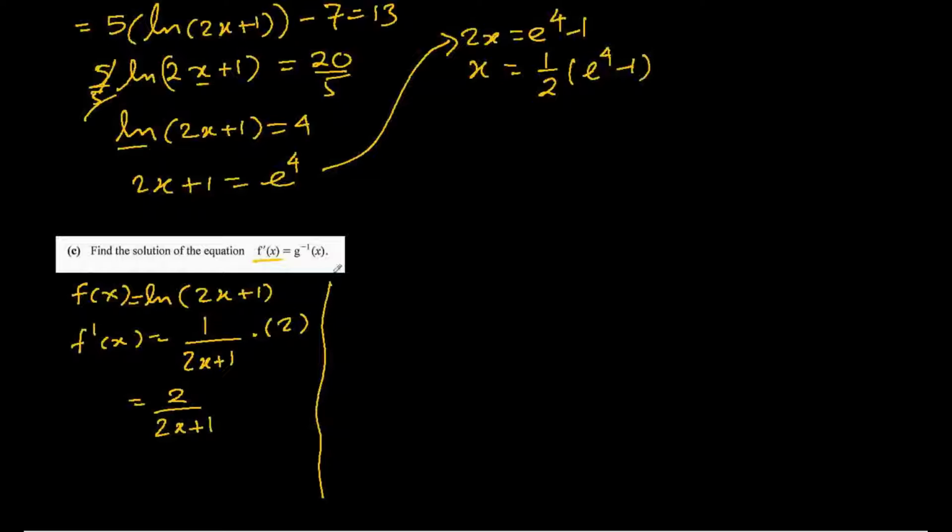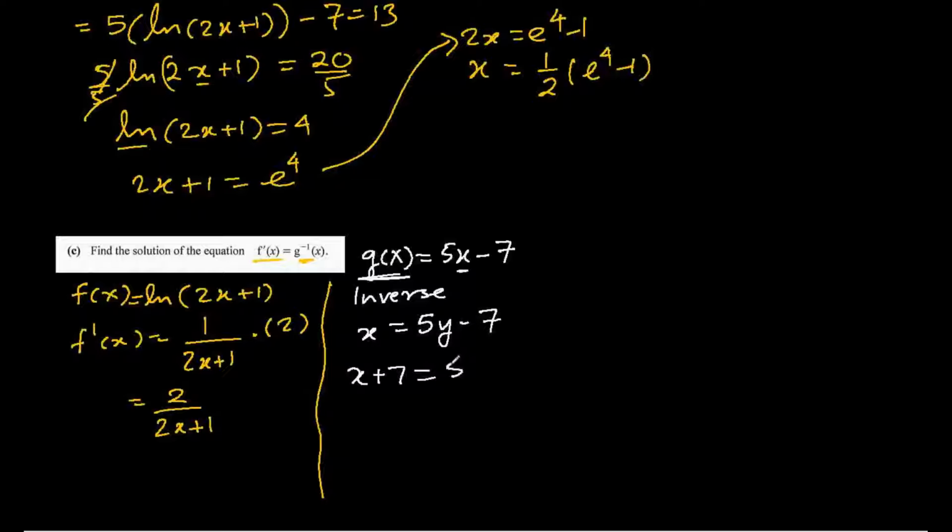Now let's find g inverse x. And g(x) is 5x minus 7. So to find the inverse, what do we do? We substitute g(x) by just x, and this y becomes, this x becomes y. So it will be x plus 7 equal to 5y. Divide both sides by 5, and we got our inverse. This y is the inverse. g inverse x is (x + 7) over 5.